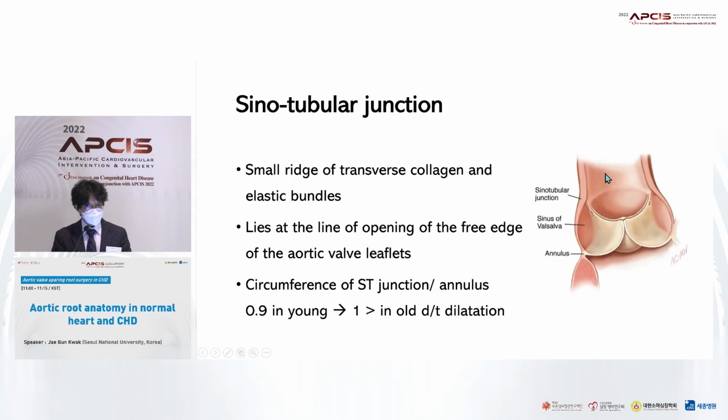The sino-tubular junction is a small ridge of transverse collagen and elastic bundles. It lies at the line of the opening of the free edge of the aortic valve leaflets. The sino-tubular junction's circumference is about 90% of the annular circumference in the young. However, it becomes bigger and bigger over time due to the dilatation of the ST junction, so it reaches almost 100% or more in old patients.